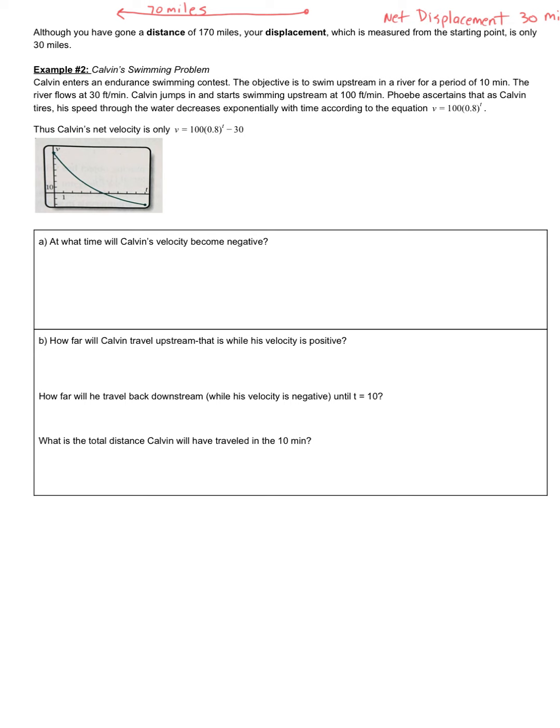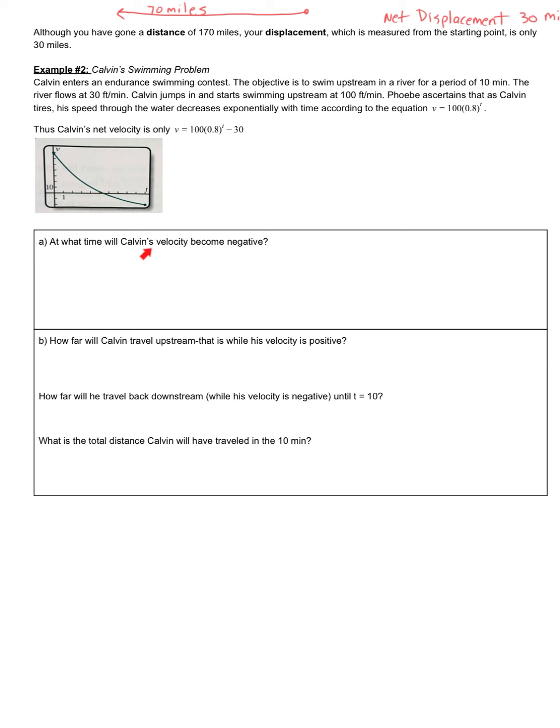Phoebe figures that as Calvin gets tired, his speed through the water decreases exponentially, and this is our equation, so that would make sense. This is our graph. Here is our time along the x-axis, and this is our velocity along the y-axis, and our velocity is decreasing as time goes on. We're slowing down, we're more tired.